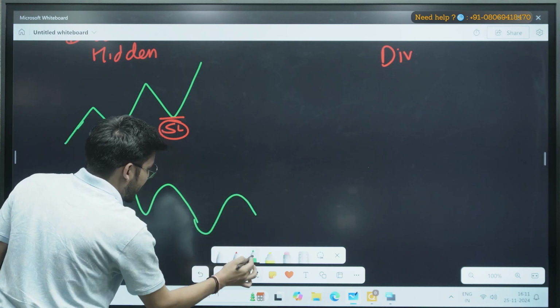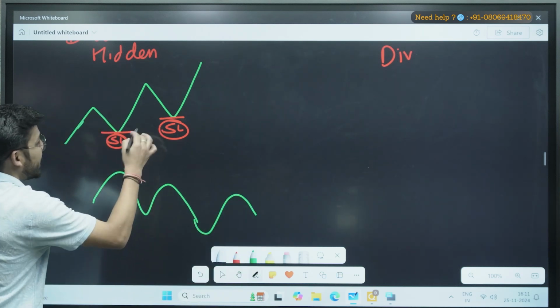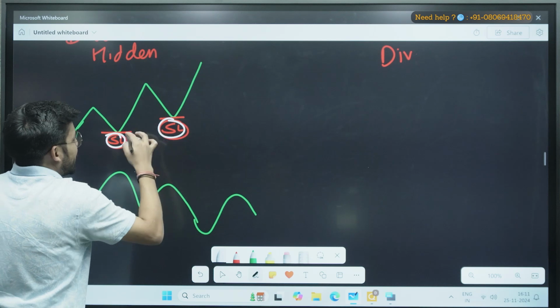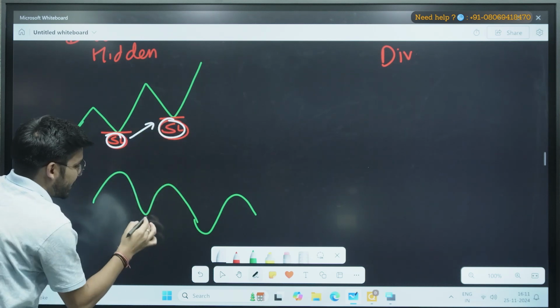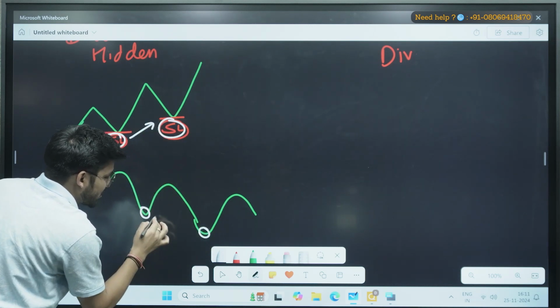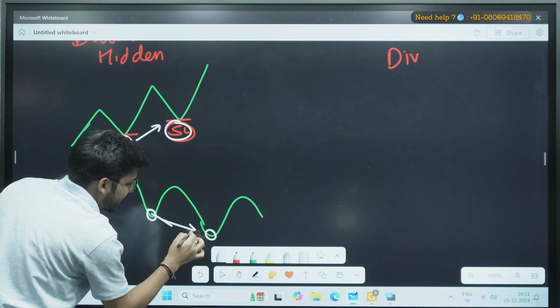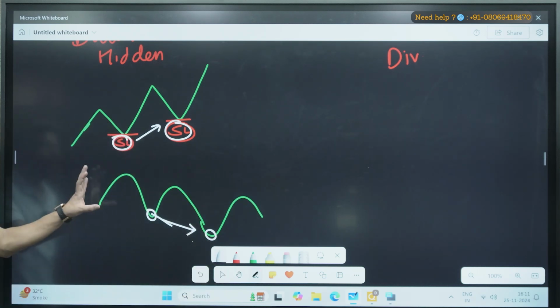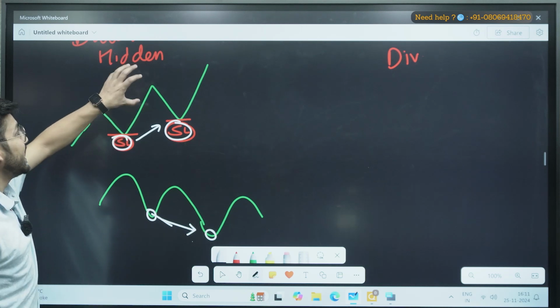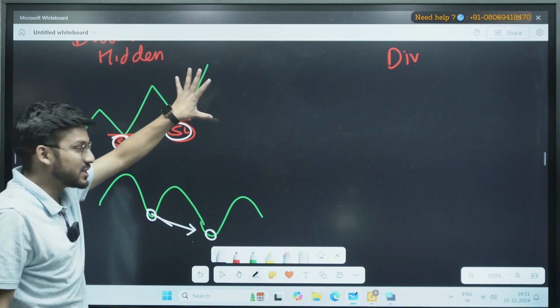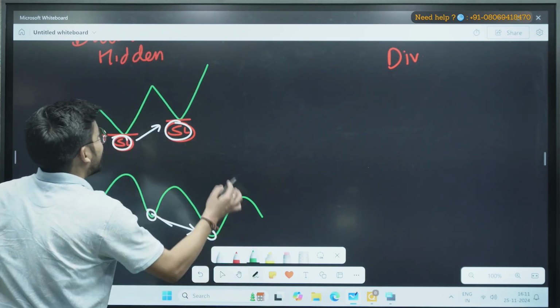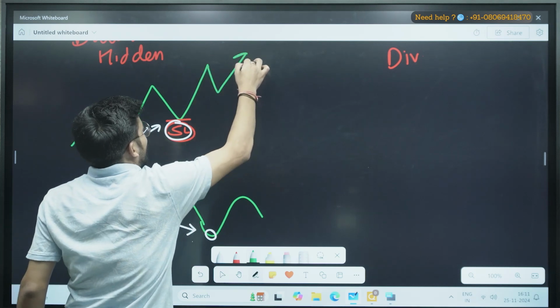So what is happening here? You can see the lows in price are in the upward direction, but when you notice the lows of the RSI, they will be moving in the downward direction, right? So this will be the example of your hidden bullish divergence. In this one, what will happen? The market will still continue in the upward direction.